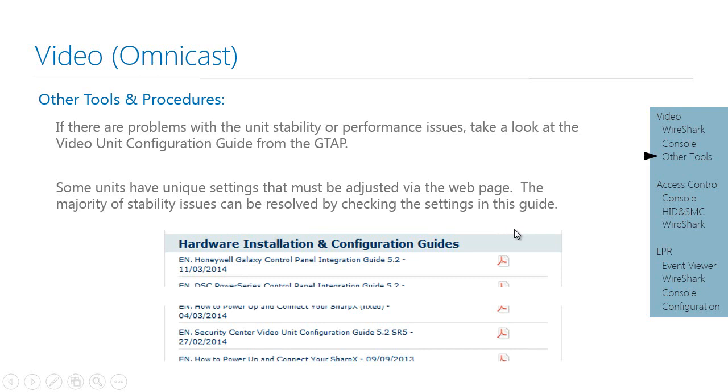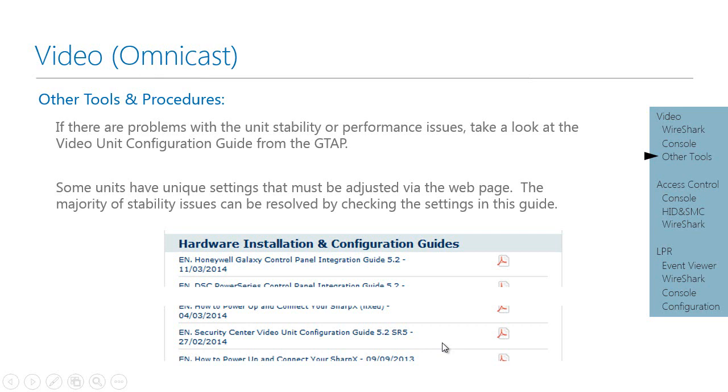We're going to move on to some other tools and procedures we can take a look at for some issues. If you're having any problems with the stability or performance of a unit, once again take a look at that video unit configuration guide that's available on the GTAP, and take a look at the recommended firmware as well. As we mentioned, some units may have unique settings and configurations that need to be set up on the web interface so that the camera can be more stable in the security center.